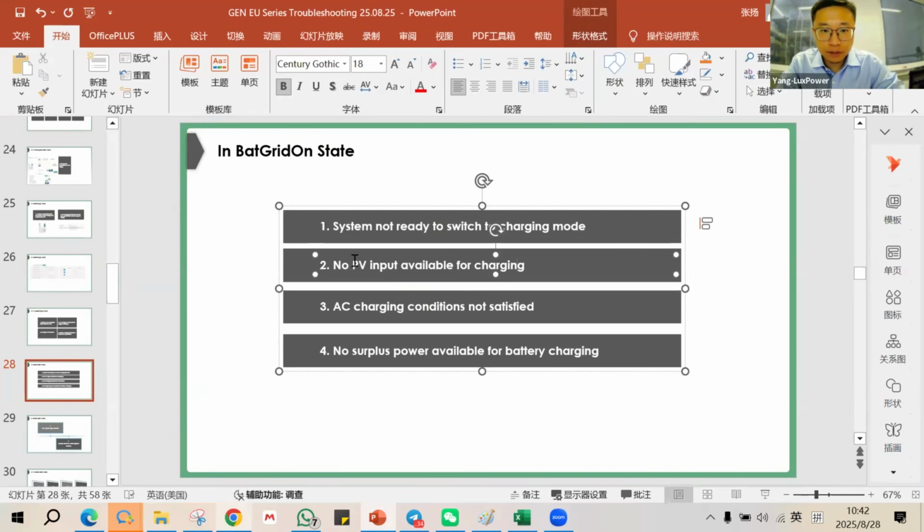And the second, of course, the PV input is not available, and it will change the status from PV charge to battery grid on problems. And also the AC charging condition is not satisfied. Maybe the voltage is not right, the frequency is not right, the power is not right. And also there will be no extra power for the batteries because the grid will take all the loads.